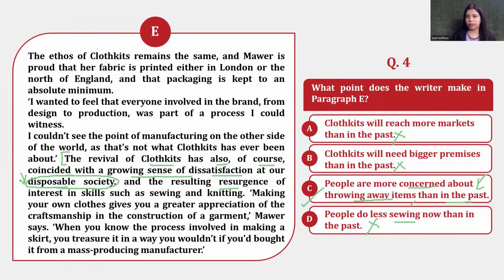That's disposable society. And then if we read further, it says, and the resulting resurgence of interest in skills such as sewing and knitting. That means people are now once again taking interest in sewing and knitting, whereas option D says people do less sewing now than in the past, but it says that there's a resurgence in such skills. So D also very easily can be eliminated. Hence, our answer is C.